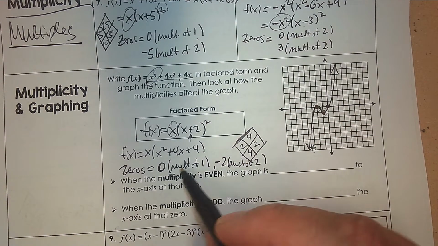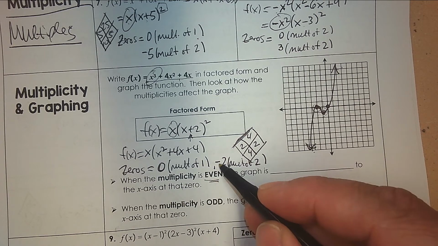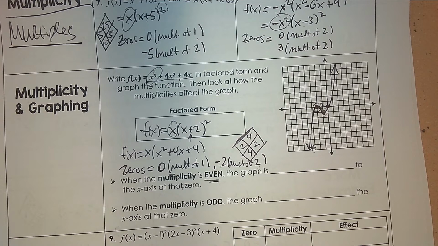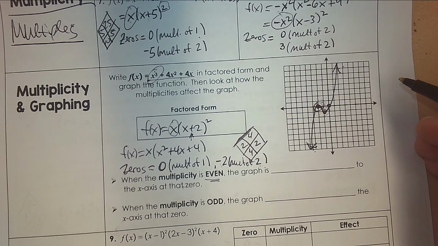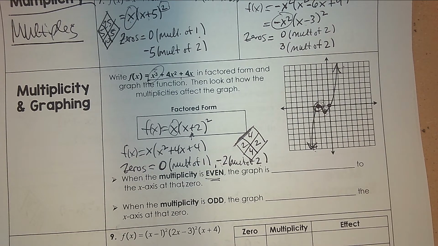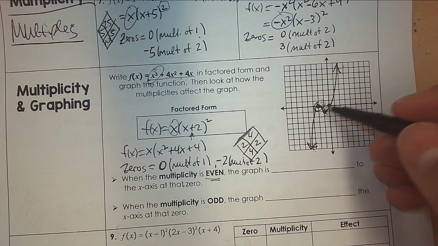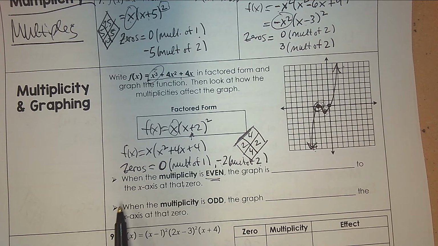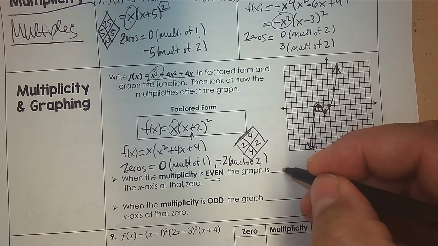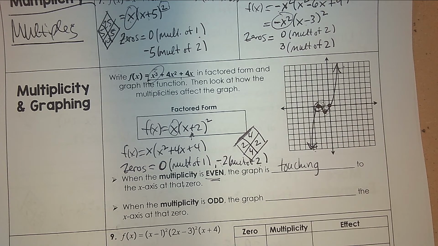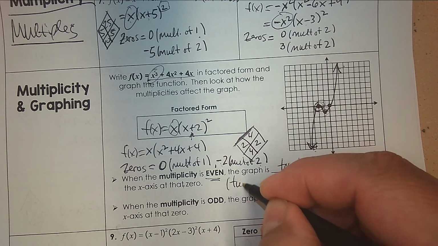When the multiplicity is even, so at negative 2 it's even, what did you see happen on the x-axis? It creates a turning point. Instead of crossing over the axis, it just touches. So when the multiplicity is even, the graph is touching the x-axis but not crossing. It's creating what's called a turning point.